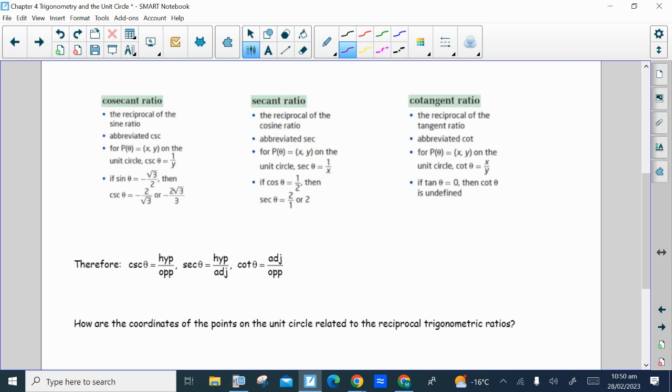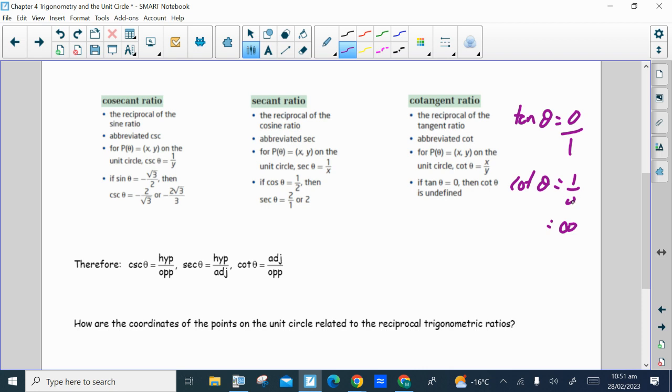The reciprocal of the cosine is the secant, right? If the cosine is 1/2, then the secant is the reciprocal, 2 over 1 or 2. And the reciprocal of the tangent is the cotangent. If the tangent is 0, which is 0 over 1, right? If the tangent of theta is 0, which comes, remember, from 0 over 1 on the unit circle, then the cotangent would be the reciprocal, which is 1 over 0, which doesn't exist. It's undefined.